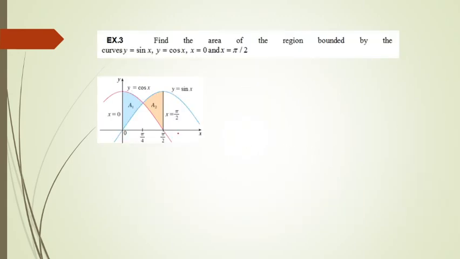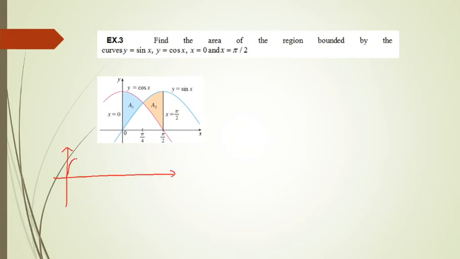Now let's check this one, and the graph is shown here. Example 3. Find the area of the region bounded by the curves y equals sine x, the blue one, and y equals cosine x, the pink one, from 0 to pi half. We can draw those from 0 to 2 pi to show those two curves, right?